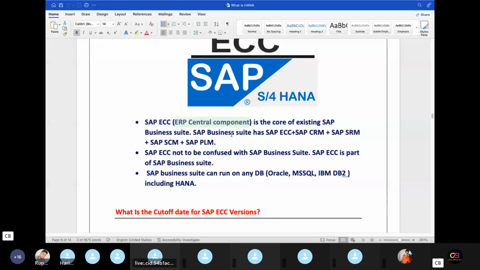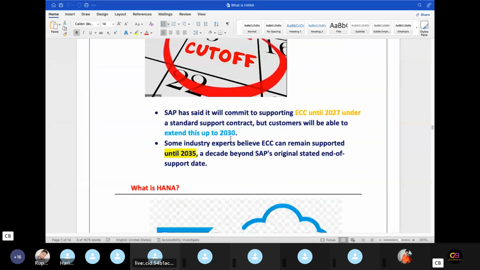ERP means ERP Central Component. What is the cutoff date for the ECC version? ECC is the old version. It will be there up to 2027. After 2030 onwards, no more ECC. S4HANA will continue up to 2040. So nowadays, all companies are migrating from ECC to S4HANA. SAP won't provide service after 2027 onwards. Every company needs to migrate to SAP S4HANA. That should be mandatory, once ECC has been replaced with S4HANA. And what is the deadline?